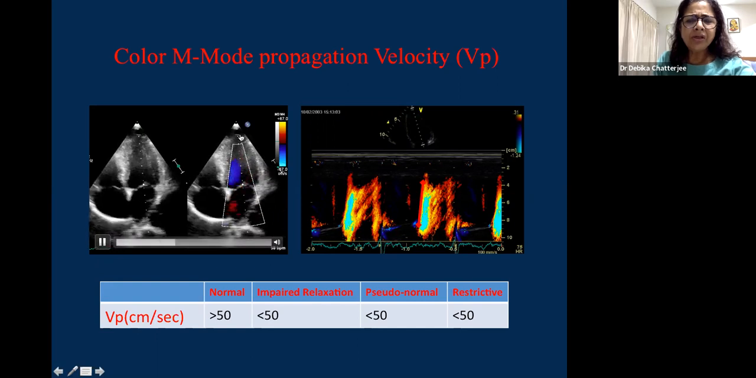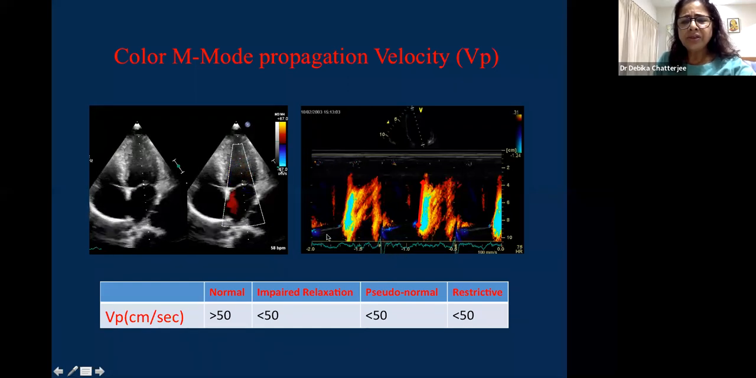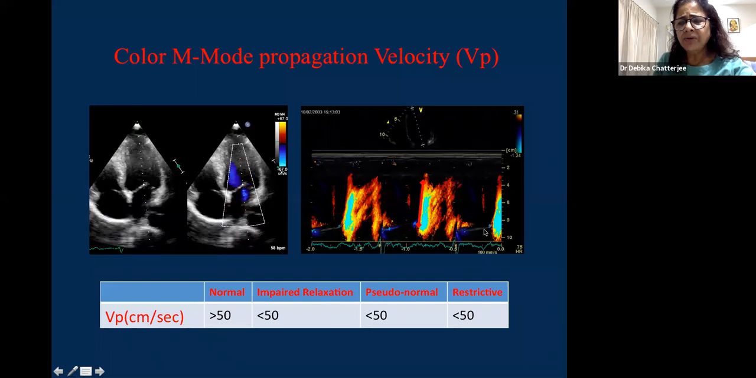Now, keeping the cursor at the middle of the mitral forward flow, instead of getting pulse wave Doppler, if you get the M mode pattern, the picture will be like this. So this is the line, this is the level where the mitral valve is seen. Can you see that white structure? And this is the forward flow of the blood.